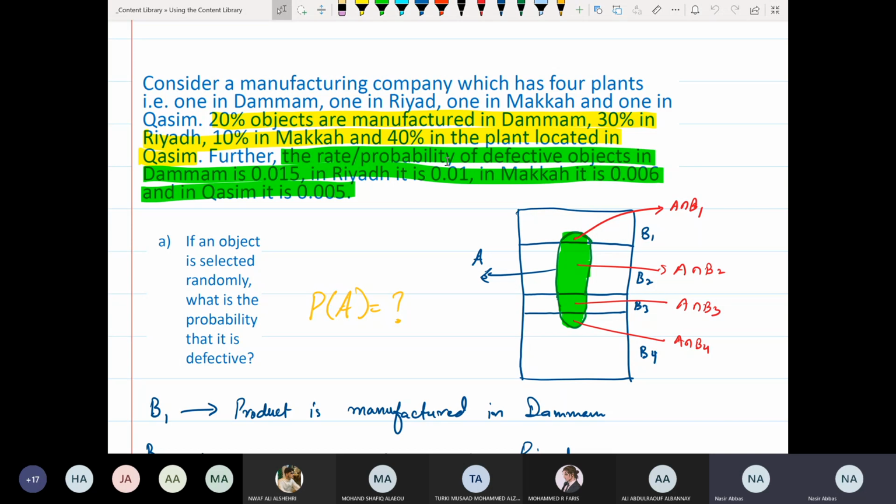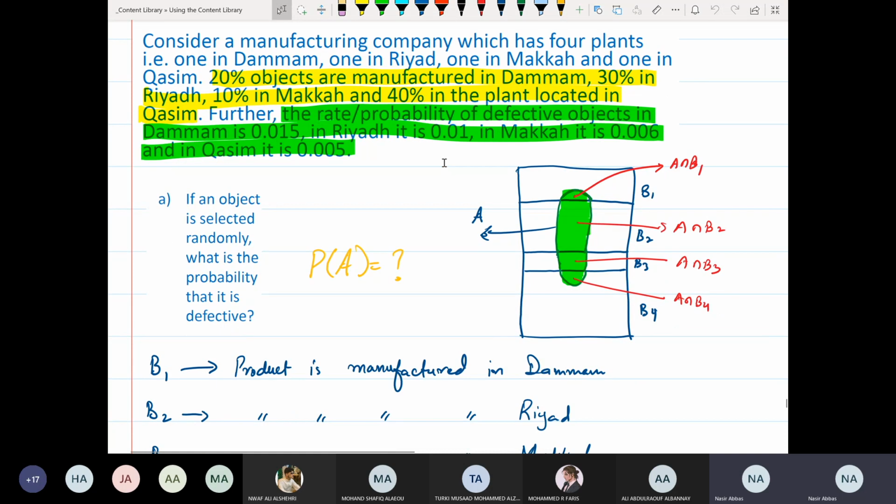Okay, let us discuss the problem that we were discussing in the previous class. At the end of the previous class, the problem said that you consider a manufacturing company that has 4 plants: one in Dammam, one in Riyadh, one in Makkah, and one in Qasim. Then it says 20% of the manufactured items are coming from Dammam, 30% they are manufactured in Riyadh, 10% in Makkah, and 40% in Qasim.